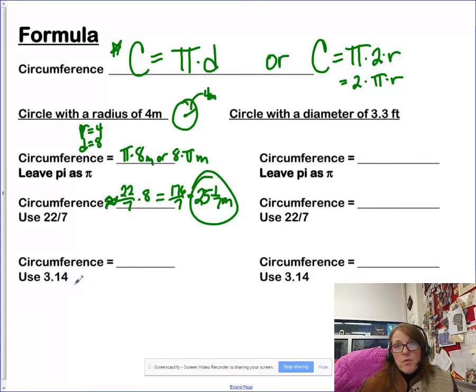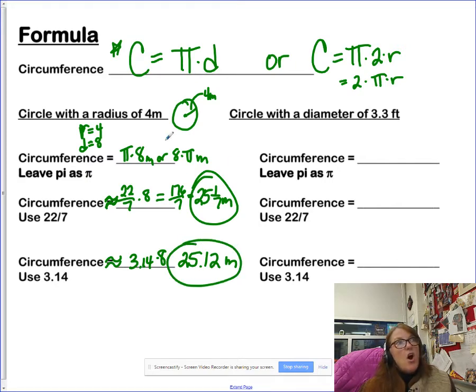If I use 3.14, which is probably what you've used mostly, put the squiggle lines here. Because when I use 3.14, I have chopped off and rounded off that decimal approximation for pi. 3.14159, it keeps going. We're chopping it off. Squiggly equals, times 8. All right, grab your calculator and type in 3.14 times 8. Then we should get 25 12/100 meters.